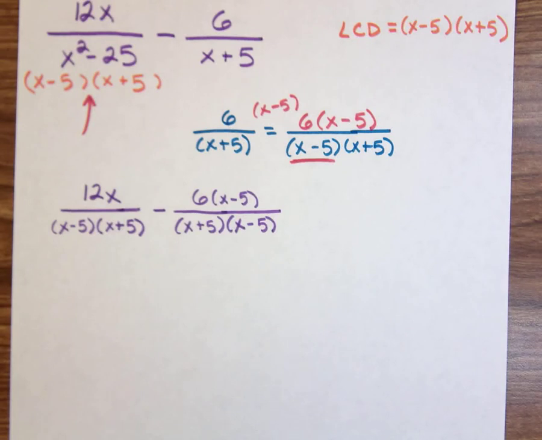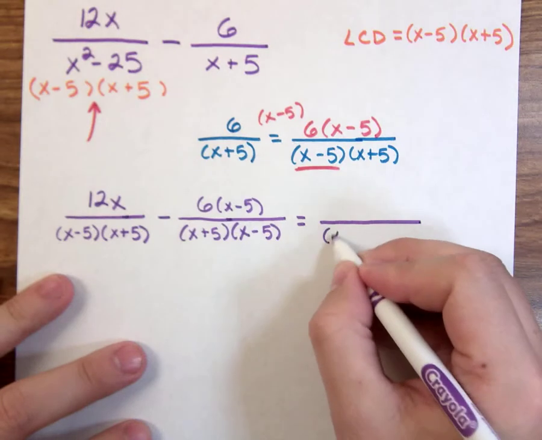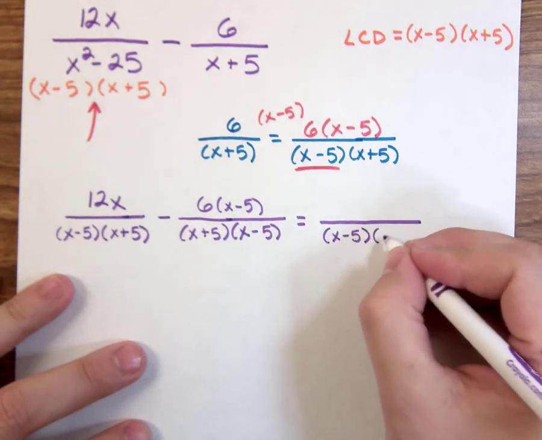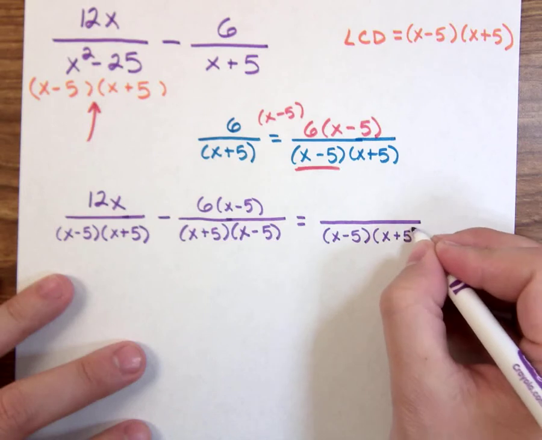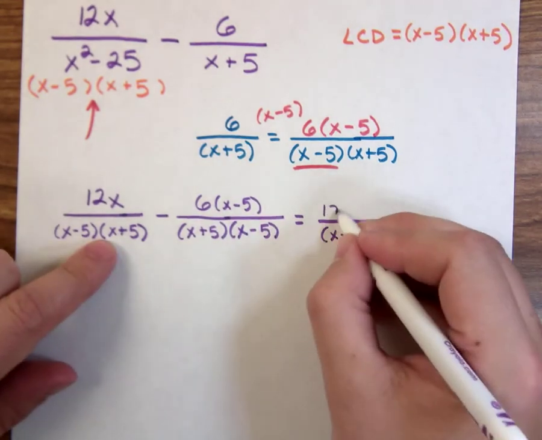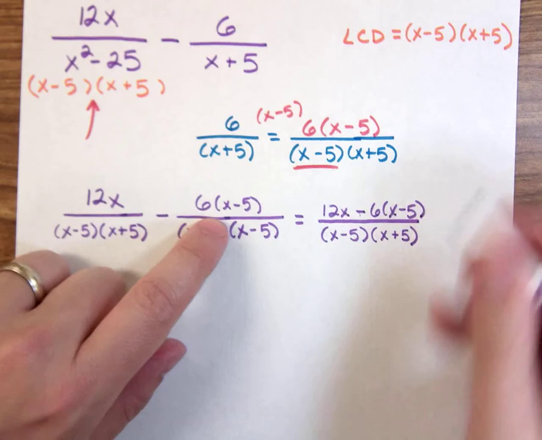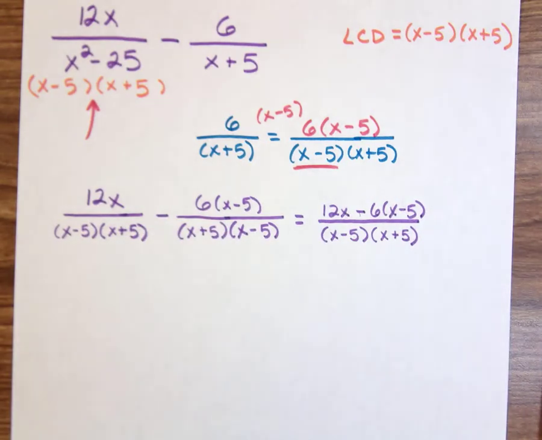Do they have the same denominator? Yes. What's the numerator going to be? Yeah, it'll be 12x minus 6 times x minus 5. So 6x minus, oh, 6x. That's okay.